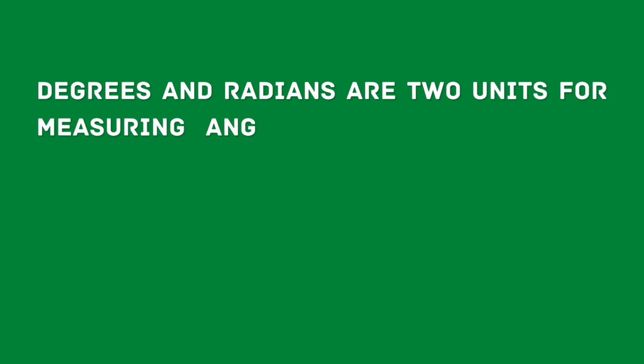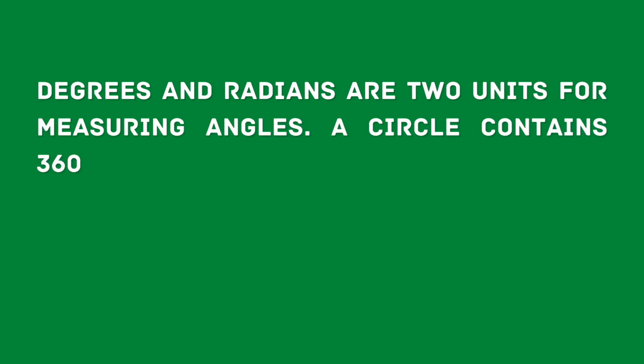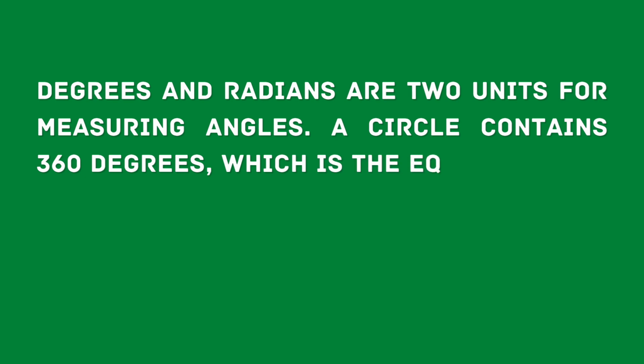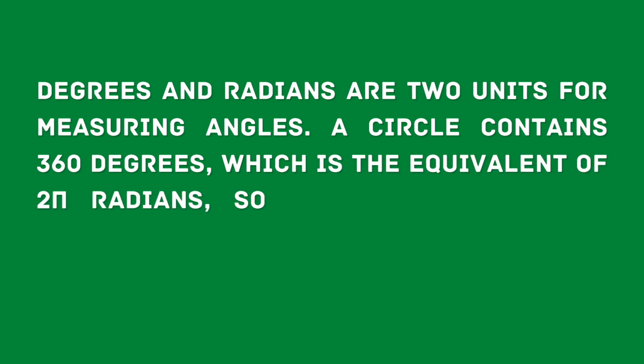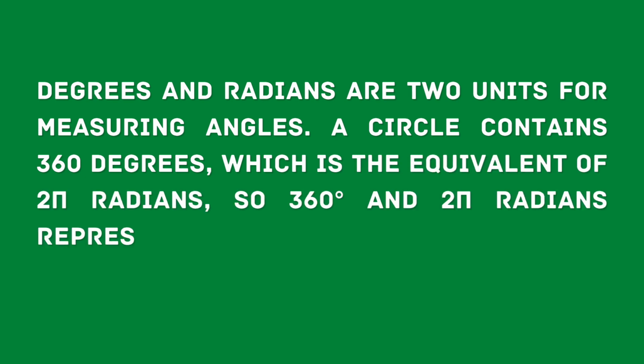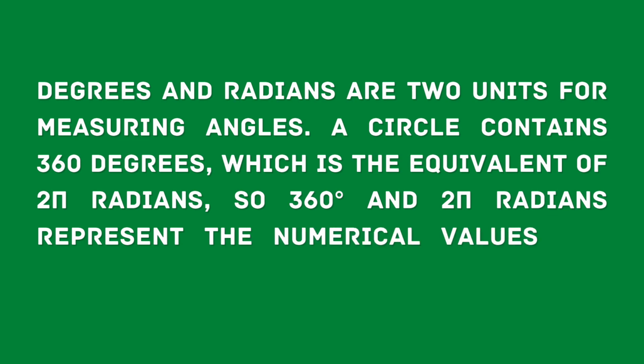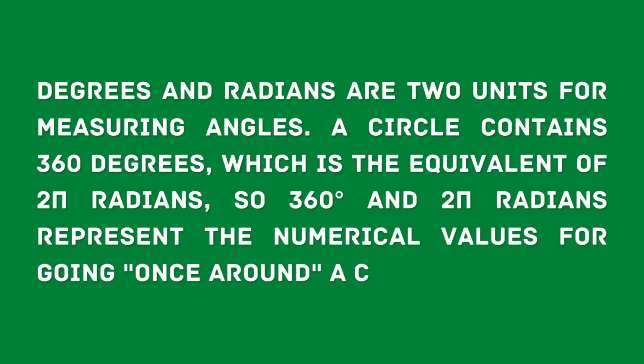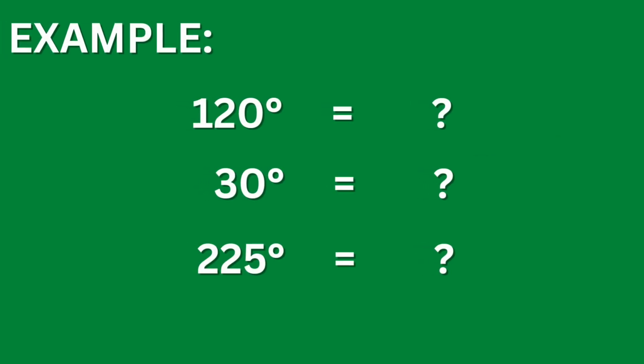Degrees and radians are two units for measuring angles. A circle contains 360 degrees, which is the equivalent of 2 pi radians. So 360 degrees and 2 pi radians represent the numerical values for going once around a circle. Let's work with a few examples so you really get the concept down. Here are the examples you'll be working with.